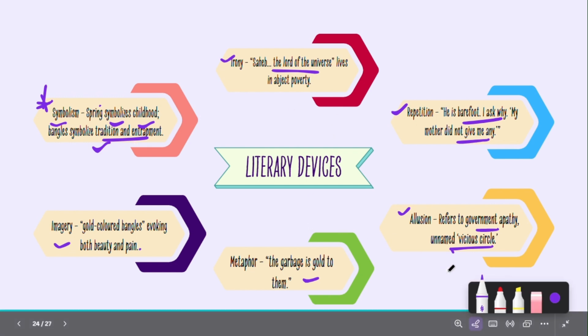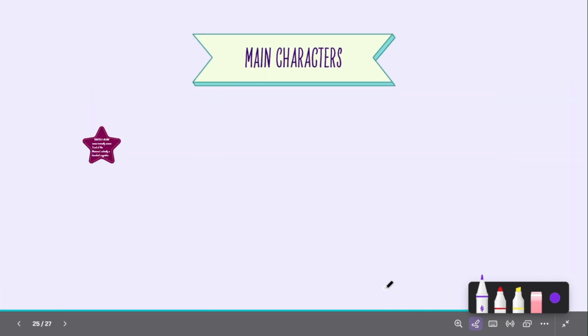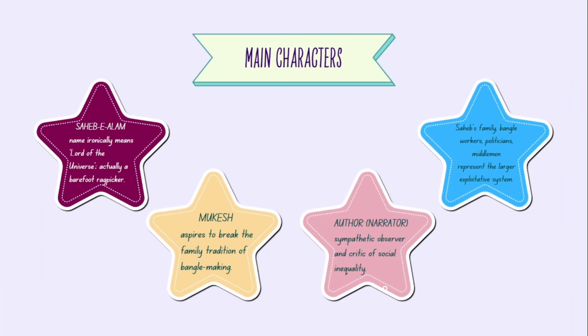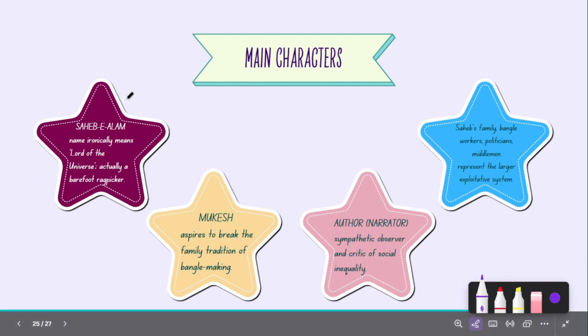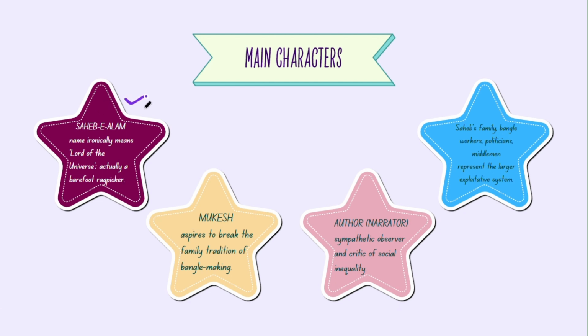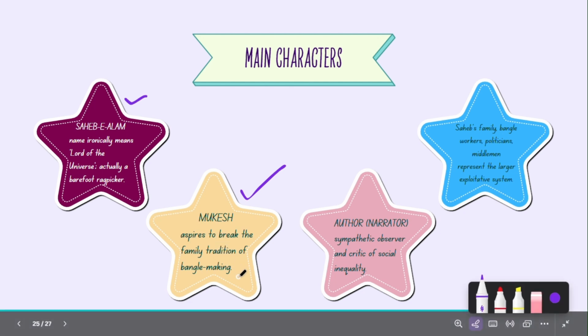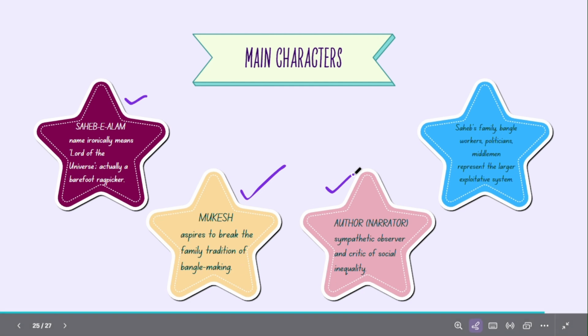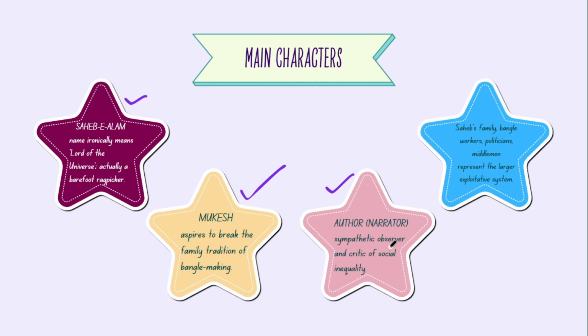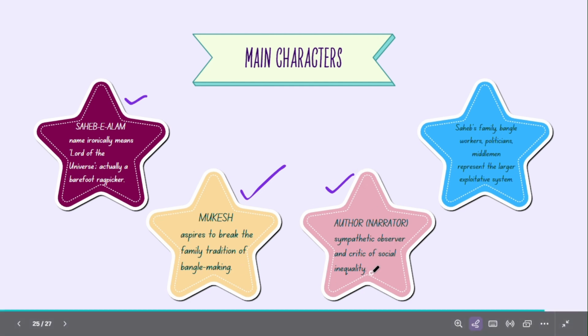So these are all the literary devices being used in this chapter. Finally, the main characters of the story, both the stories. First is Sahib Alam, whose name ironically means Lord of the Universe, but who is actually a barefoot rag picker. The second protagonist of the story is Mukesh, from part 2 of the story, who aspires to break the family tradition of bangle making. Then we have the author, who is also the narrator, a sympathetic observer and critic of the social inequality that these people have to go through.